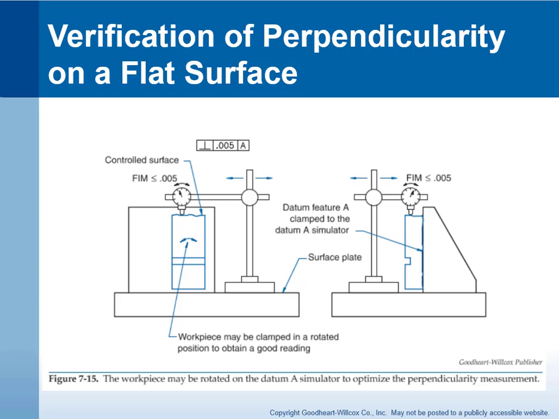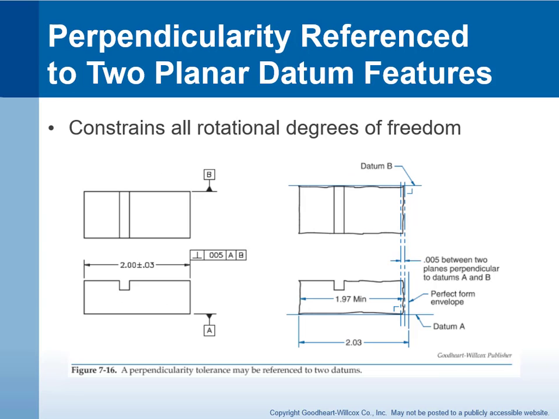Okay, so how would we check such an item? Here's what we would do. We would take that block and clamp it in a rotated position to give us a good reading. Datum feature A is clamped to a datum feature A simulator. There you go, there's your simulator for datum A. There's our surface plate, and then we run our indicator over the surface, and as long as the indicator doesn't move by more than 5 thousandths, we have met our perpendicularity tolerance. So that's how we check a perpendicularity tolerance. Okay, I'm going to pick this up in the next movie.